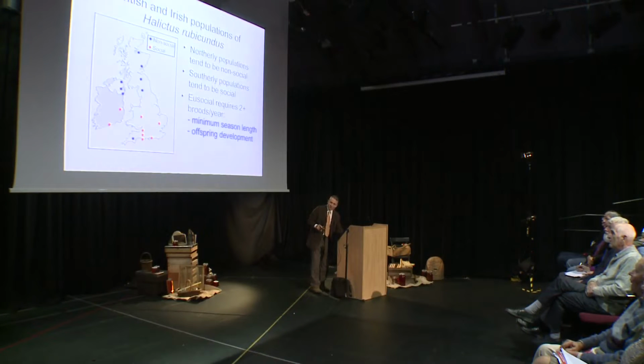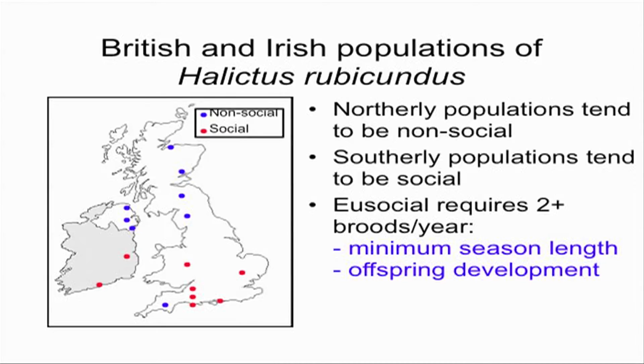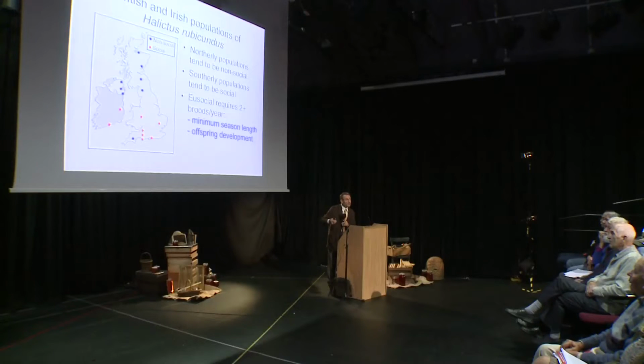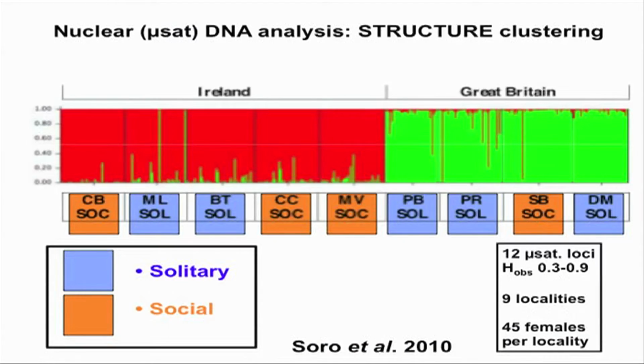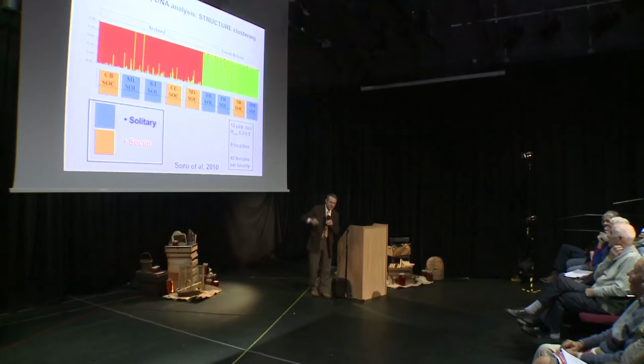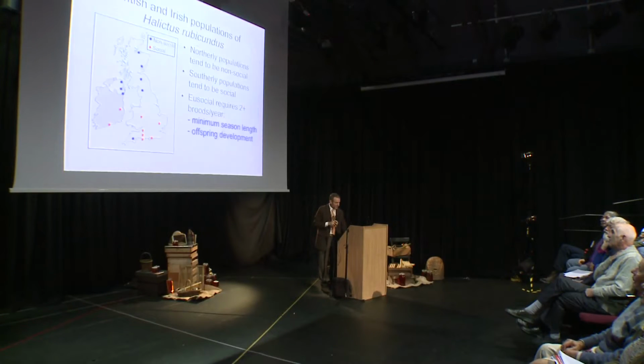Now then, what do we find in Britain and Ireland? Well, generally northern populations in blue tend to be solitary, and southern populations in red tend to be social, except that population down here in Dorset, which is at relatively high altitude, and they tend to be solitary as well. In terms of genetic differences, I'm not going to explain the details of this, but the Irish ones are all very similar to one another. They all form one colour in this clustering, and the British ones all form another colour. So the British bees are very similar, the Irish bees are very similar to each other, but different from one another.